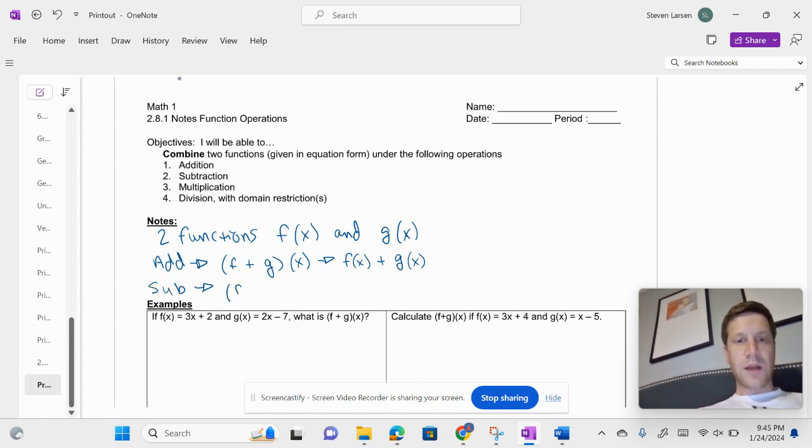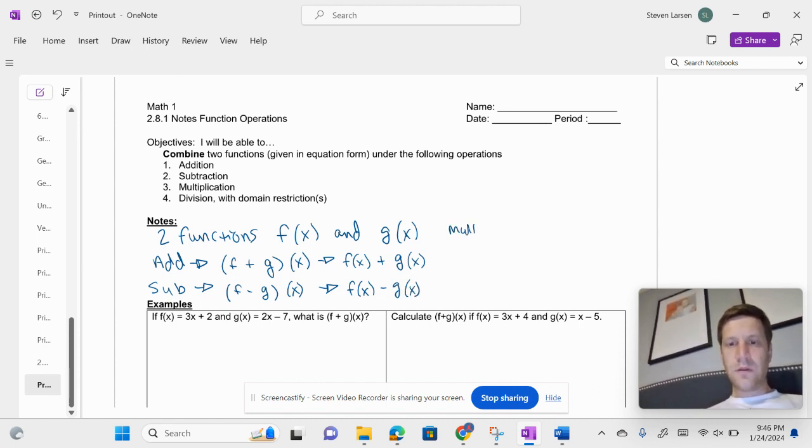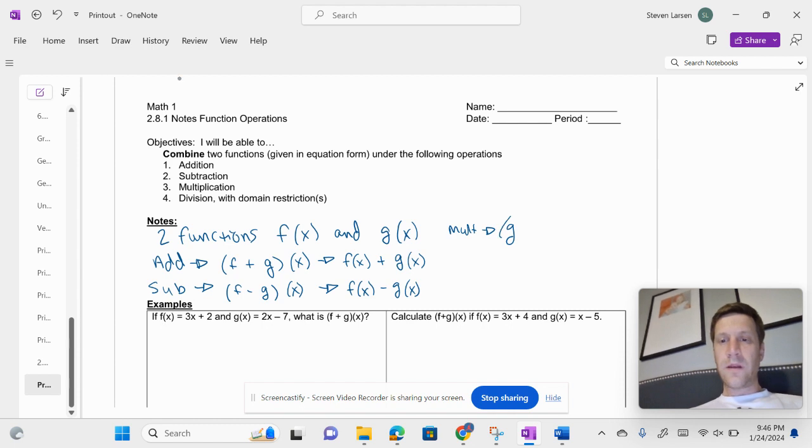Same thing for subtraction. We may see f minus g of x. That's going to mean f of x minus g of x. Multiply. We could do this the other way. It could be g times f of x. You may also see like a multiplication dot in between there. That's going to mean g of x times f of x.